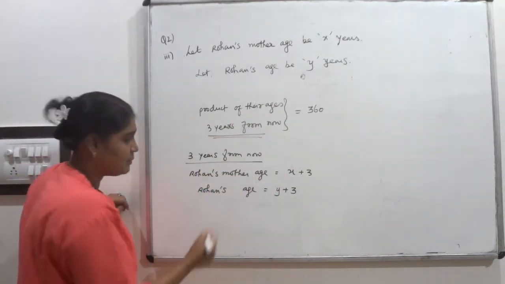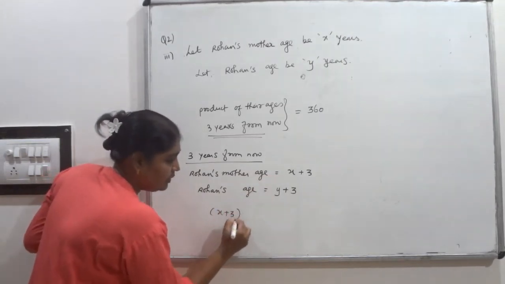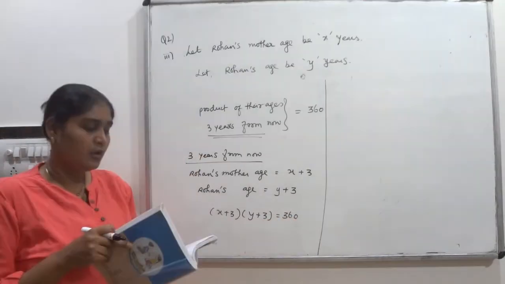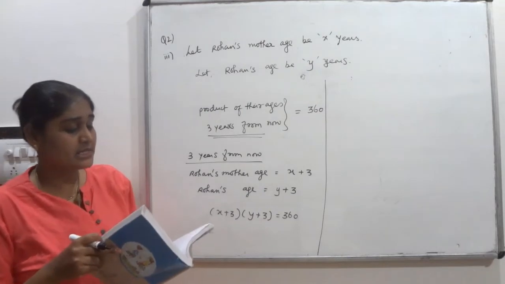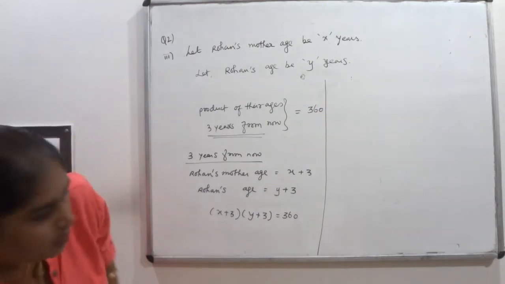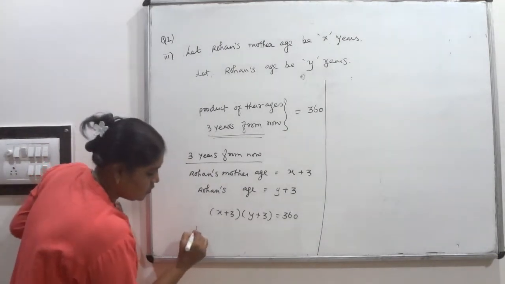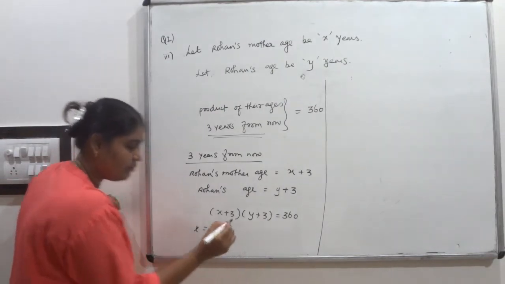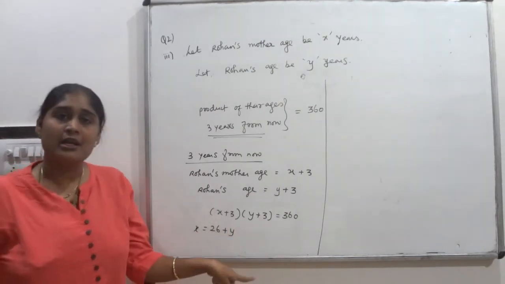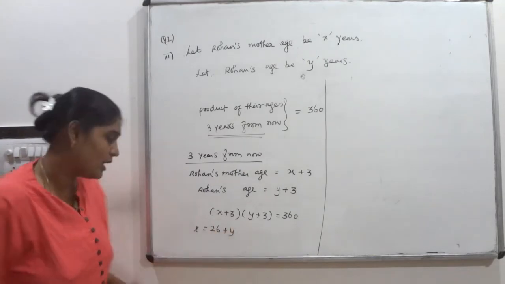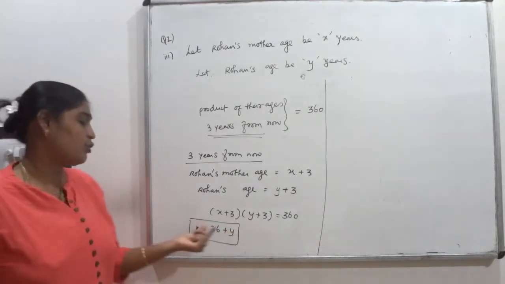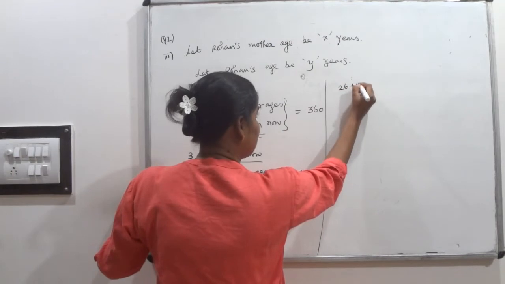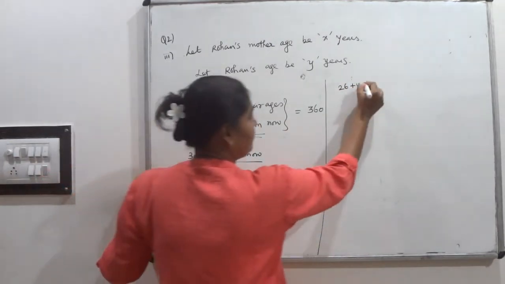The product of their ages is given to you as 360. Product means what I have to do? Multiply. So (X plus 3) into (Y plus 3) is equal to 360. Rohan's mother's age is 26 years older than him, given to you. So X is equal to 26 plus Y, because she is older than her child. That's why I have written 26 plus Y. So in the place of X I am going to put this value: 26 plus Y plus 3.